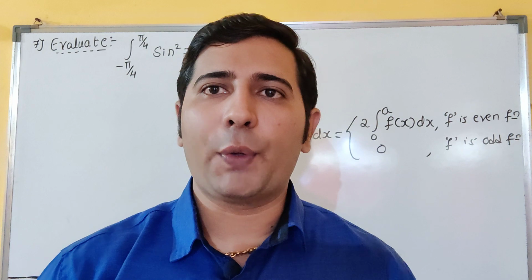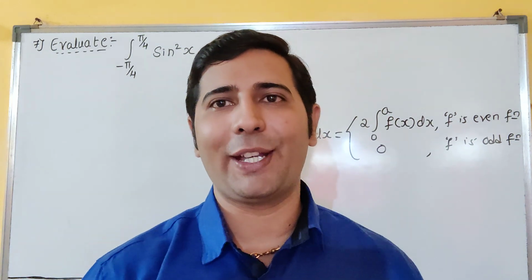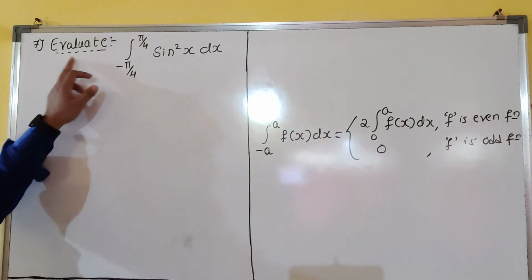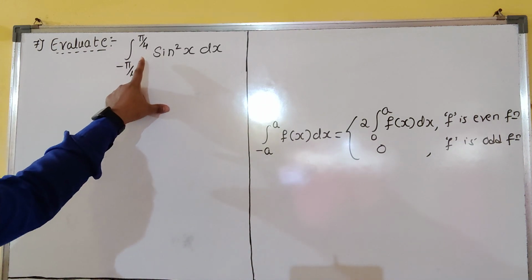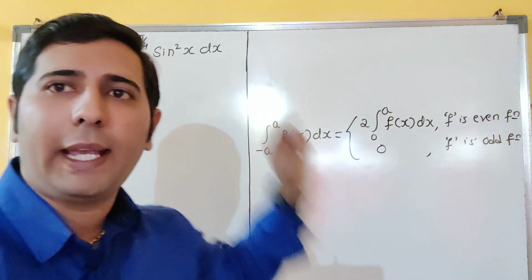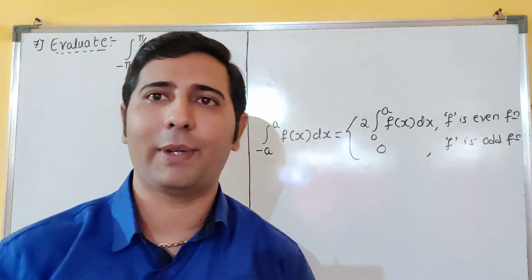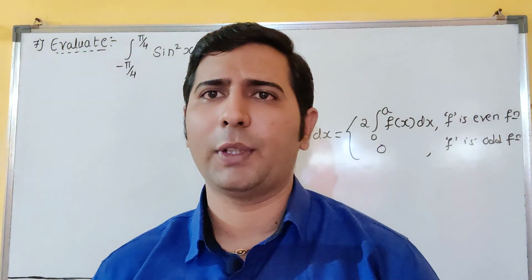I hope all of you have copied. We will see the next question, dear students. So that is question number 7. Evaluate the integration from minus pi by 4 to pi by 4 of sin square x into dx. Very easy problem, dear students. So how to solve this one, we will observe here.